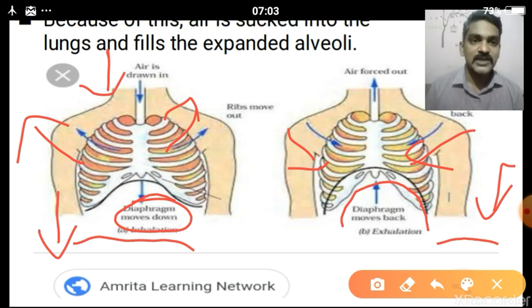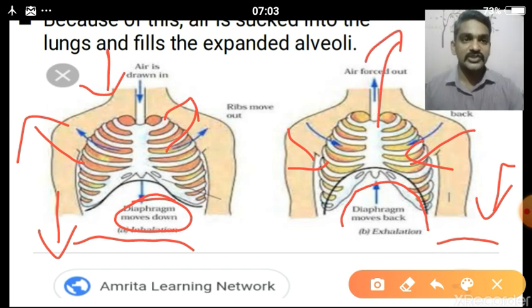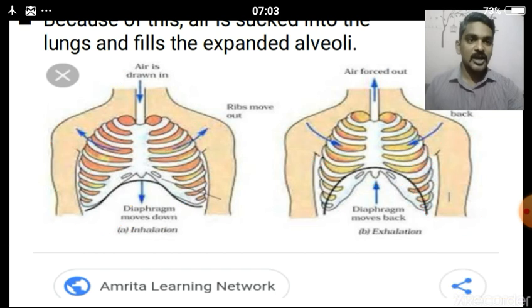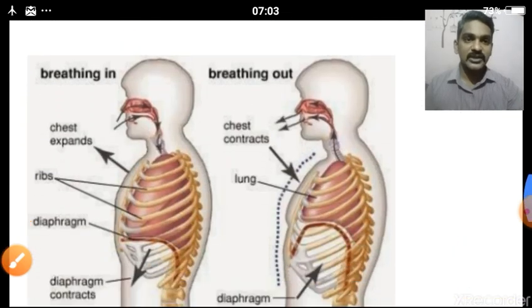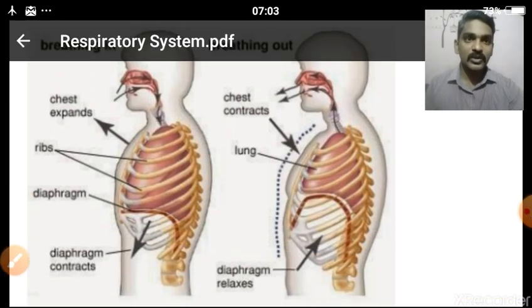Again, what happens when you are pushing the air out? The diaphragm relaxes back to the original position. The volume of the thoracic cavity will be reduced. The air will be forced outside through your nostrils. So this is how the air is taken in and goes outside. If you see this diagram, you will understand more clearly.